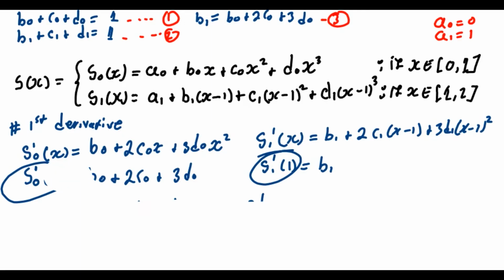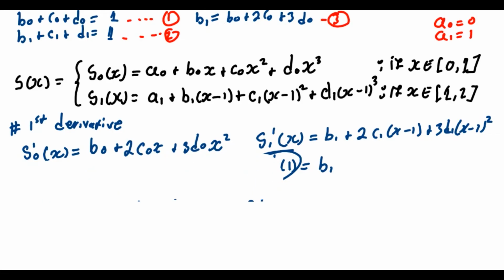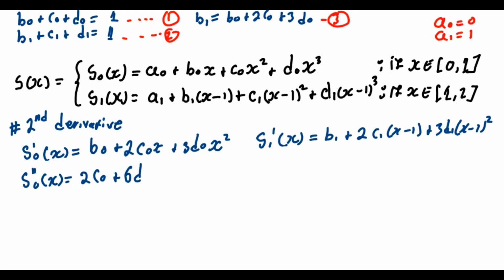Now let's go ahead and look for equation 4. We have gotten our equation 3 from the first derivative. Equation 4 we are going to get by applying the second derivative and evaluating at the point of intersection of the two splines, just similar to the first derivative. When you differentiate this for the second time, s prime prime will be 2c naught plus 6d naught x. For this one, s prime prime will be 2c sub 1 plus 6d sub 1 (x minus 1).